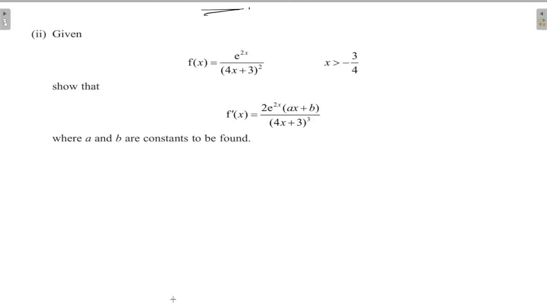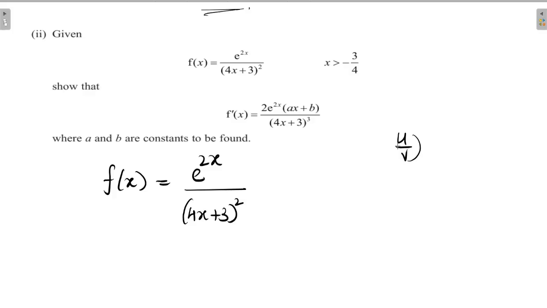Second part of the question is given f of x equal to an expansion. It is a u by v form. Show that f dash of x. Let us find the first derivative of f of x. F of x is given. F of x is equal to e power 2x divided by 4x plus 3 the whole power 2. This is in the form of u by v the whole dash.